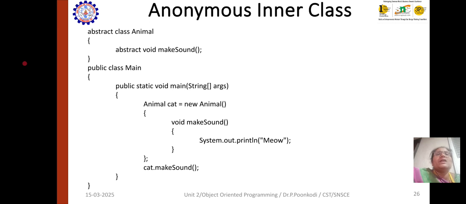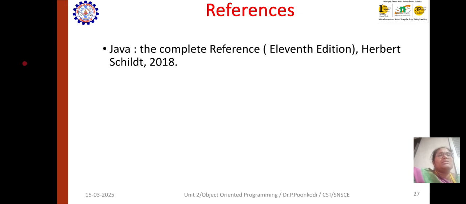Then the next one is the anonymous class. Anonymous means we may not know who is doing that work. Here we define a class with the abstract keyword. The abstract class contains only the declaration part. It does not contain the definition part. Okay, class main, then static main, animal cat equals new animal, then make sound. If we call this make sound function on cat, it will sound like meow.